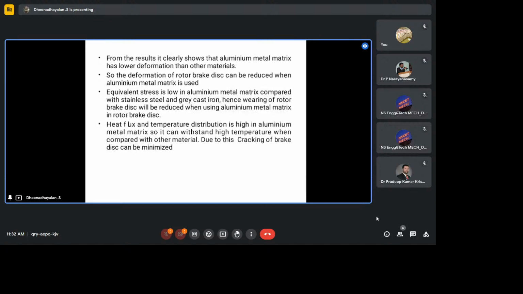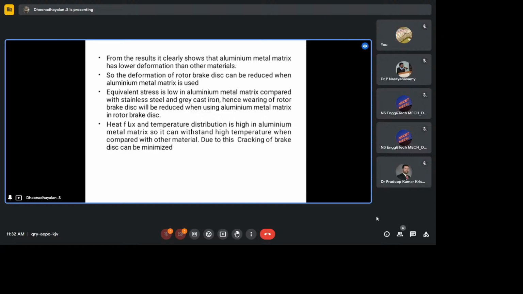The results clearly show that aluminum metal matrix has lower deformation than the other materials. So the deformation of the rotor brake disc can be reduced when aluminum metal matrix is used. Equivalent stress is low in aluminum metal matrix compared with stainless steel and gray cast iron, hence wearing of the rotating brake disc will be reduced when using aluminum metal matrix.